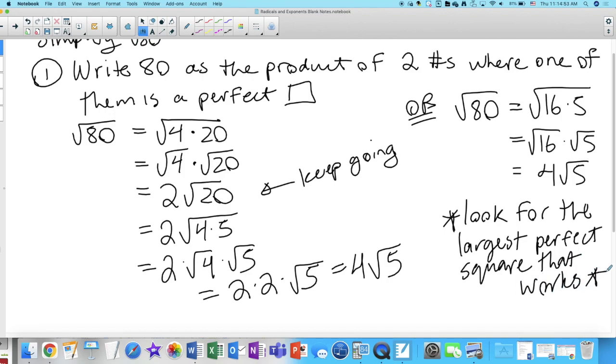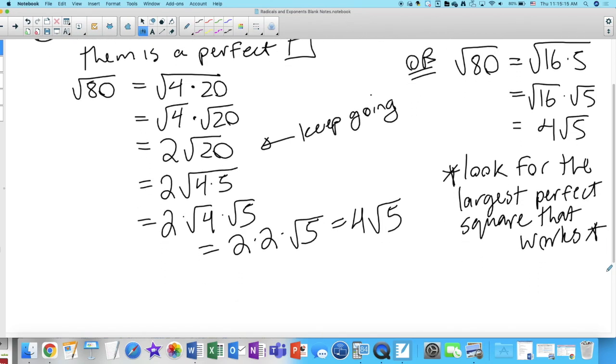Okay? This is one method. I only use this method if I can do it immediately in my head and I know 16 times 5, boom. If I have to do more work than that, I don't use this method. Instead, I use prime factorization. Okay, so that's the second strategy that you can use.